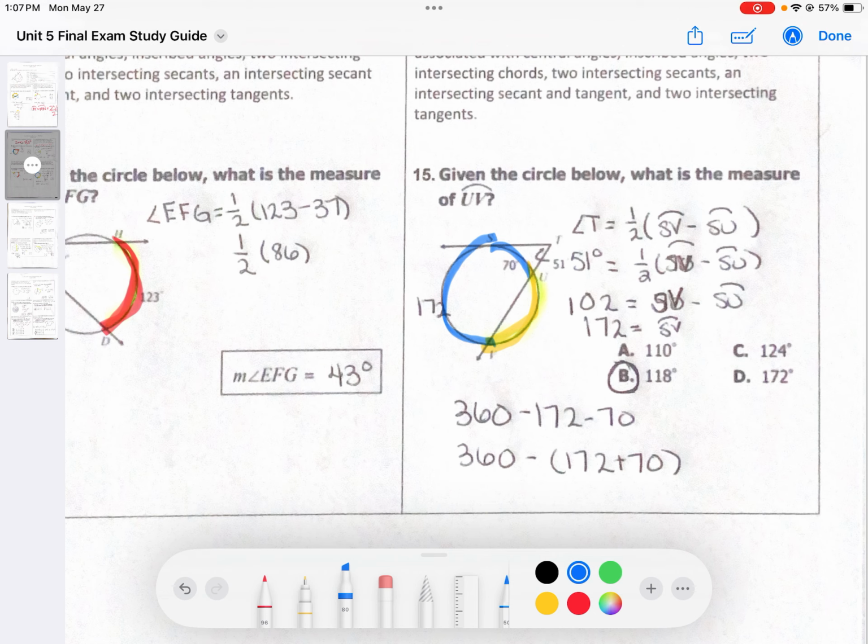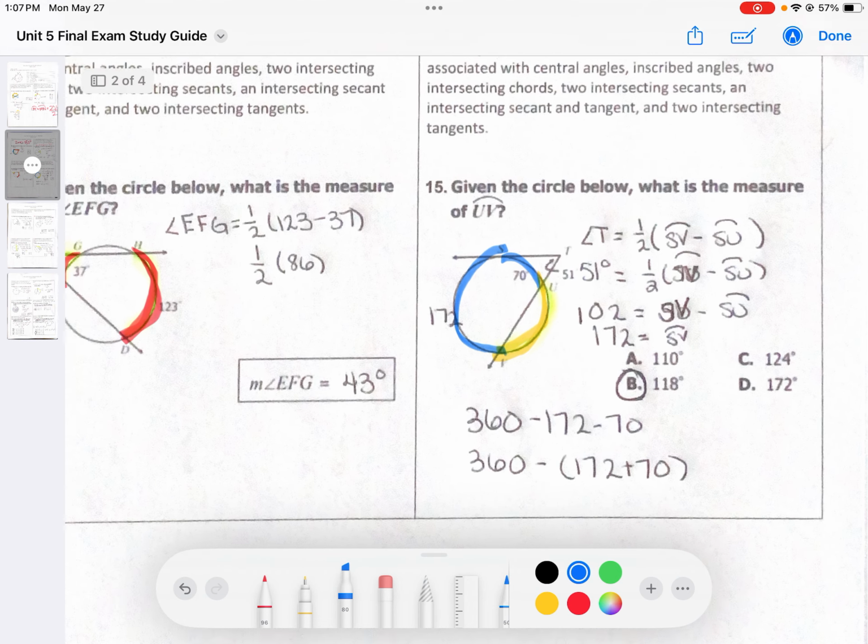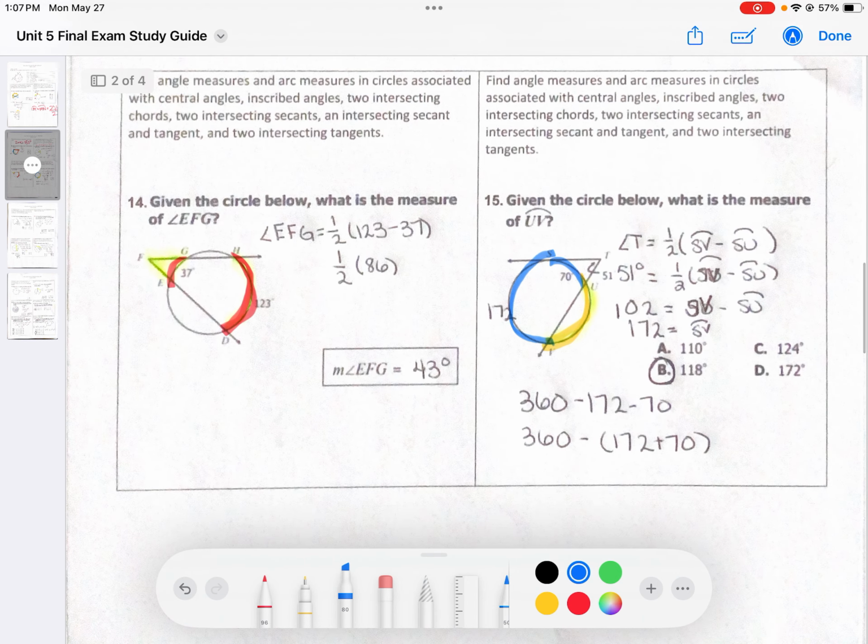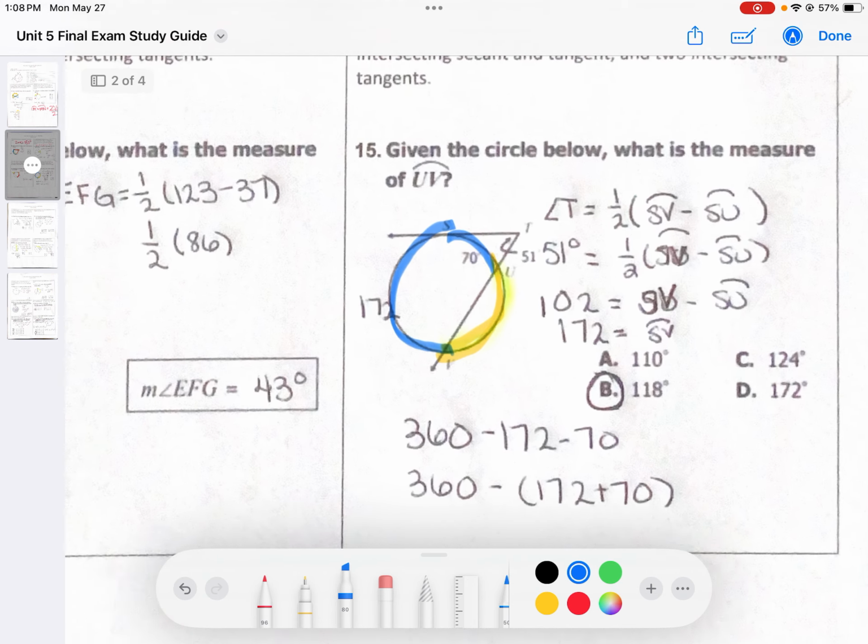So SV is 172. If you don't understand this concept, I put the name of the concept at the very top. YouTube a video, go to Khan Academy: finding angle measurements on arcs, measures in a circle associated with central angles, inscribed angles. Well, this is two intersecting secants.